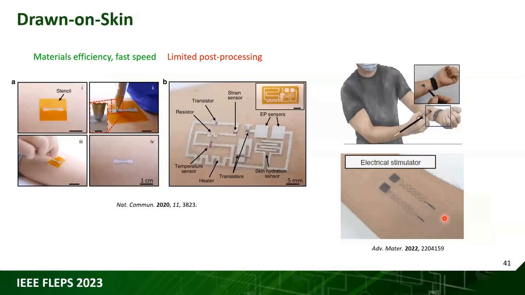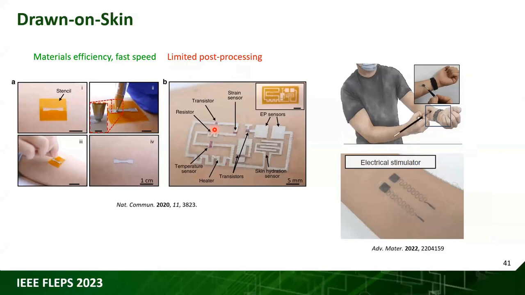And there is even draw on skin, right? If you can have a stencil, and this is a little bit like screen printing, but instead you use a pen, and you directly draw on skin through the openings on the stencil. And you have to, of course, develop a very good ink, right? And sometimes people even use a pencil to directly draw on skin through a stencil, right? But after you draw it on skin, there's a limited process. You cannot solder. You cannot attach top layers that easily.